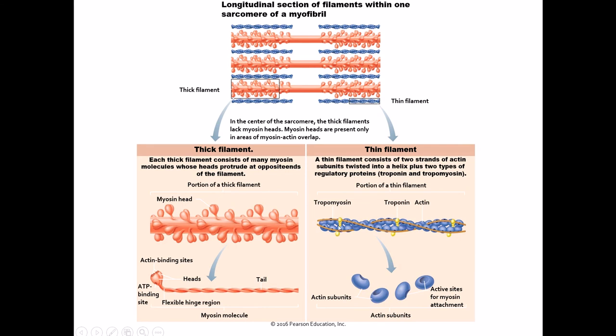You can see here's our thin filament, the actin units twist around each other, and then twisted around the actin filaments is the tropomyosin, which is this one here, which blocks the sites on actin for myosin to bind, and then the troponin, which kind of locks it into place.